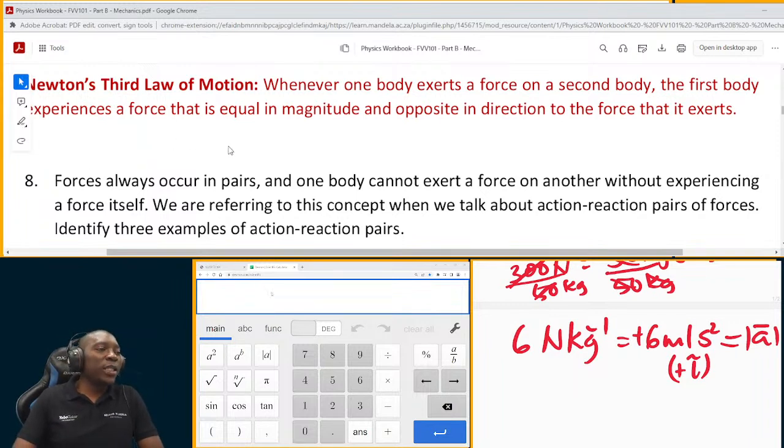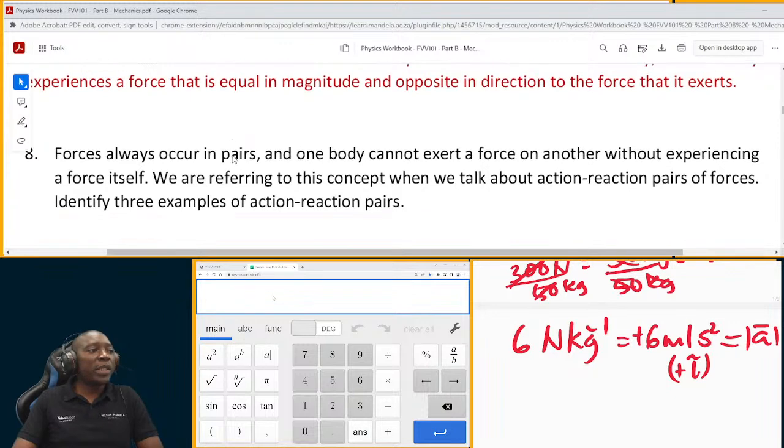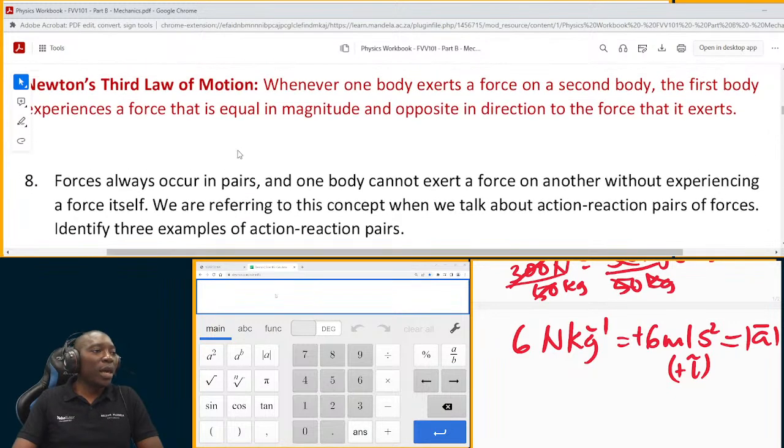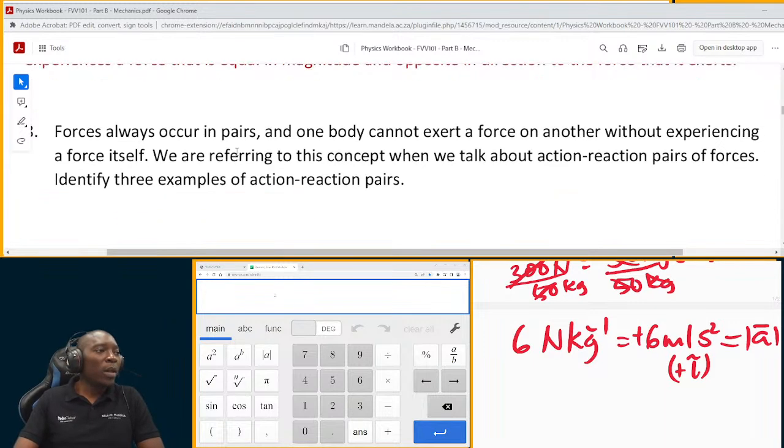So simply put, action and reaction are equal but opposite. So this is an action-reaction law. And forces will always occur in pairs, and one body cannot exert a force on another without experiencing a force itself. So this is how the bodies interact. So we are referring to this concept when we talk about action-reaction pairs of forces.